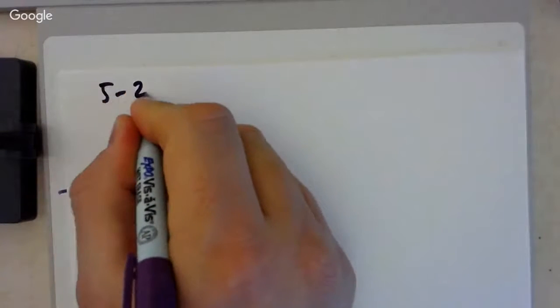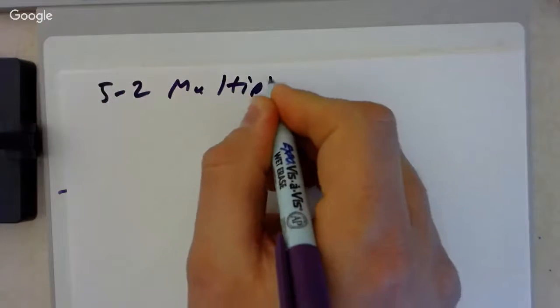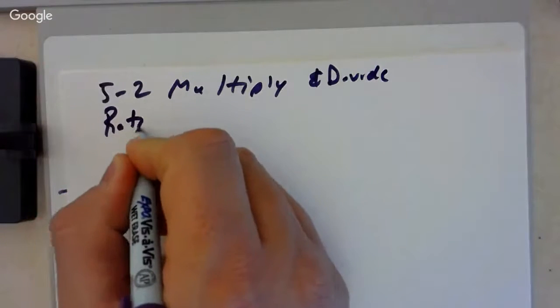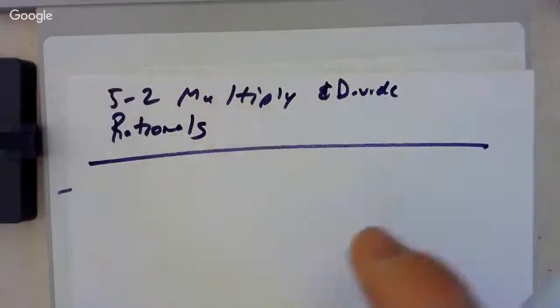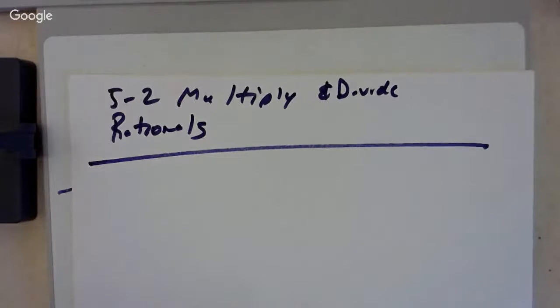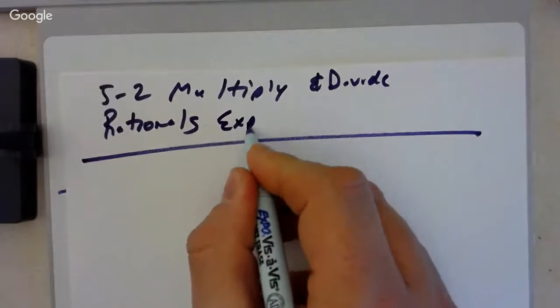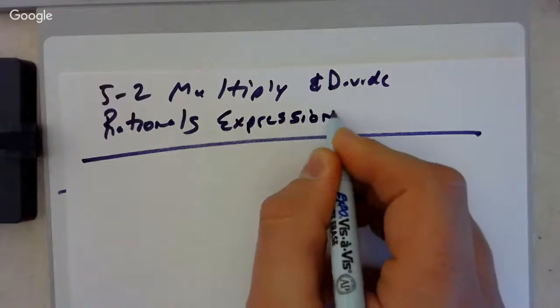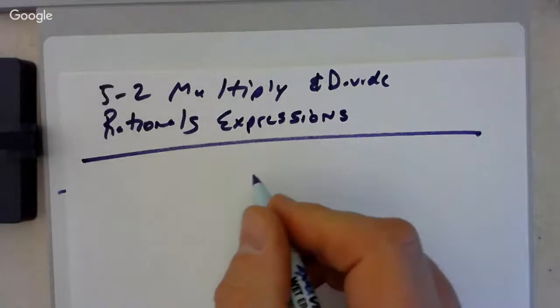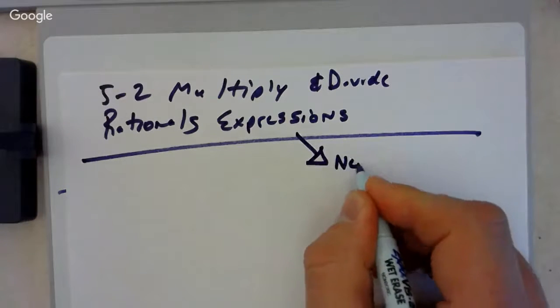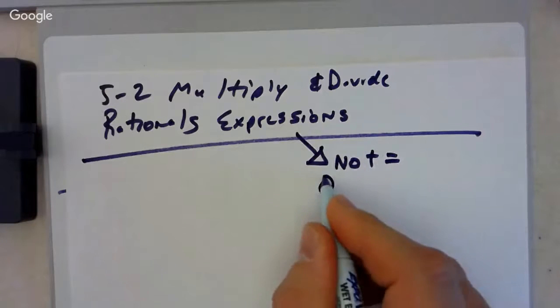5-2 is multiply and divide rational functions. Really, there's only one thing I'm teaching you today, and then factoring and multiply and divide. Okay, first off, we've got rational expressions. With expressions, are we going to solve or simplify? Simplify, right, because expressions means that it is not equal to anything. In other words, you're going to use order of operations.